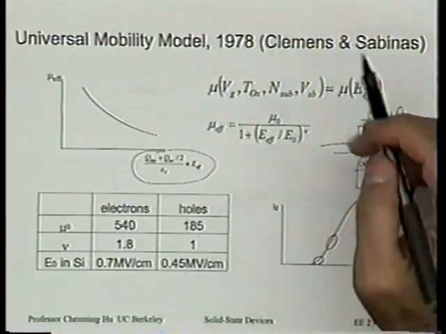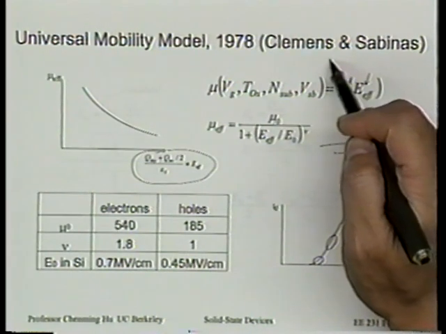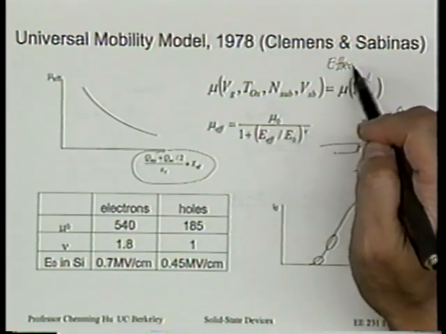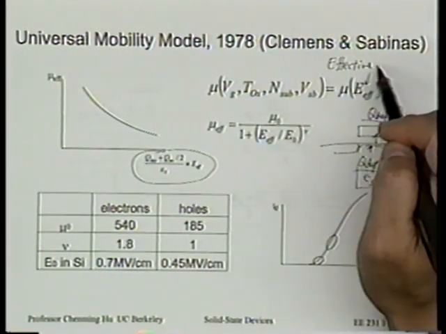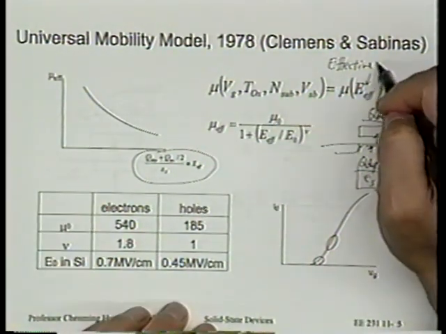And so this field is given a name: the effective vertical field. Well, this word effective, of course, makes sense because it's not the field at any particularly known point. It's kind of the average field in the inversion layer. You see that? It's the bottom and the top, kind of averaged. So it's called an effective vertical field.